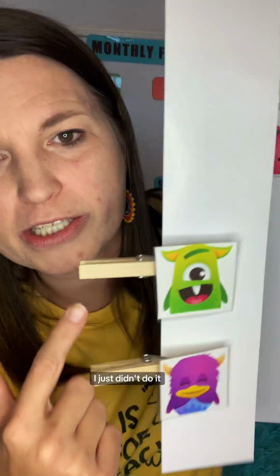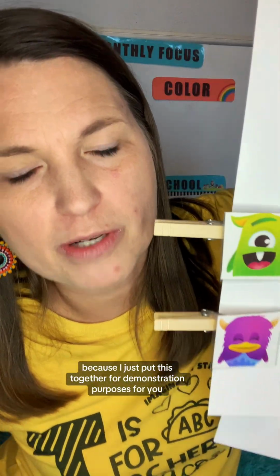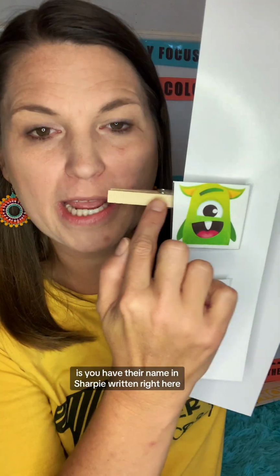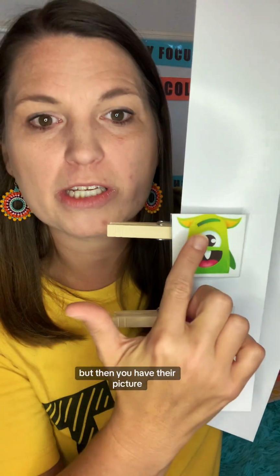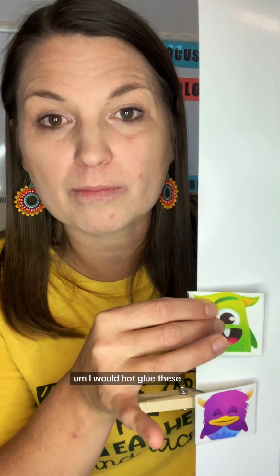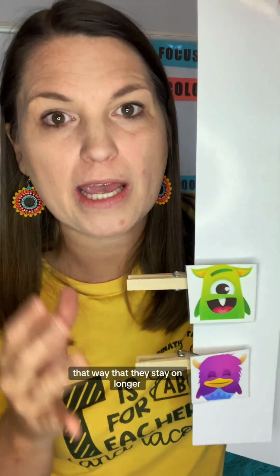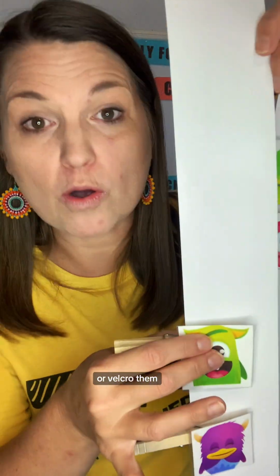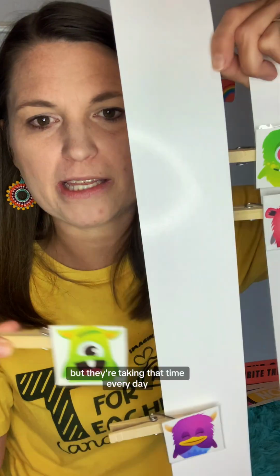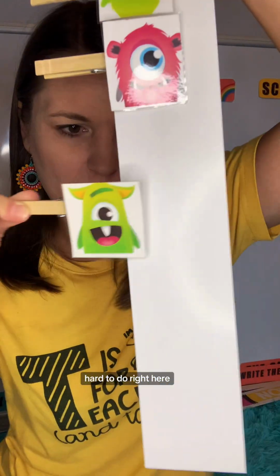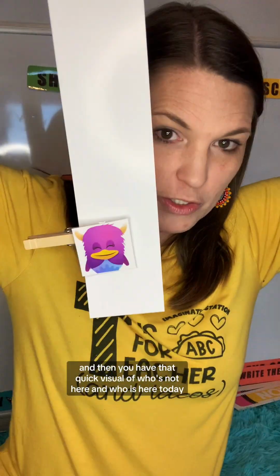Another thing that you could do, I just didn't do it because I just put this together for demonstration purposes for you, is have their name in Sharpie written right here. So they're still getting that visual of their name written, but then you have their picture. You could even make their pictures a little bit smaller. I would hot glue these so that they stay on longer, or Velcro them, just something to make sure that they're not constantly falling off, but they're taking that time every day, getting that practice in. Ooh, it's hard to do right here. And then you have that quick visual of who's not here and who is here today.